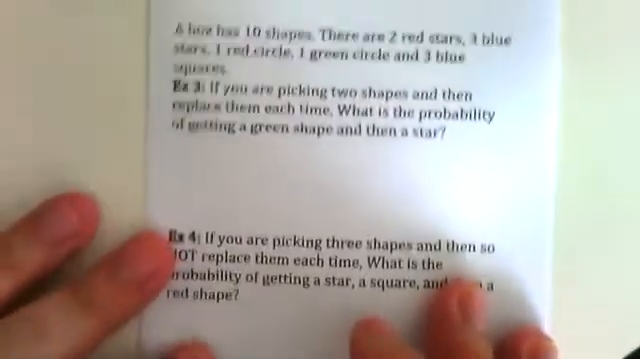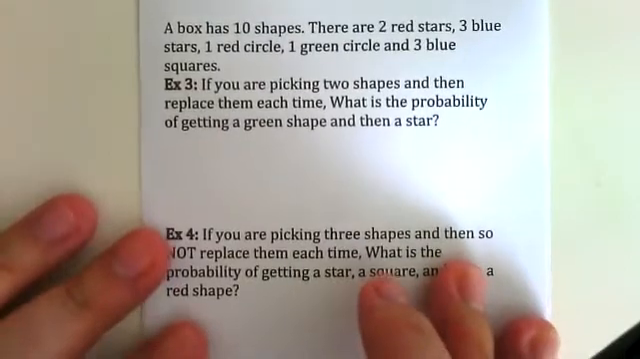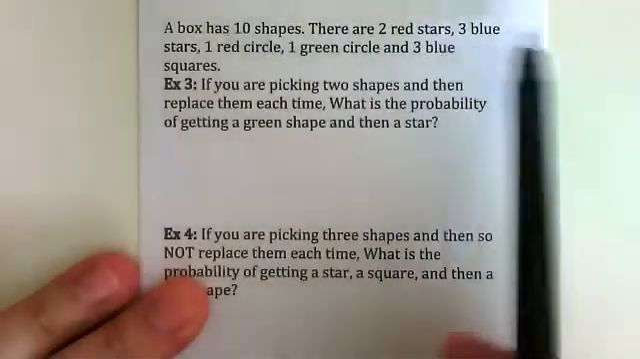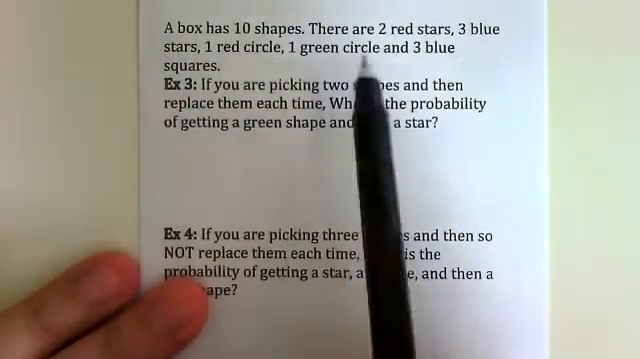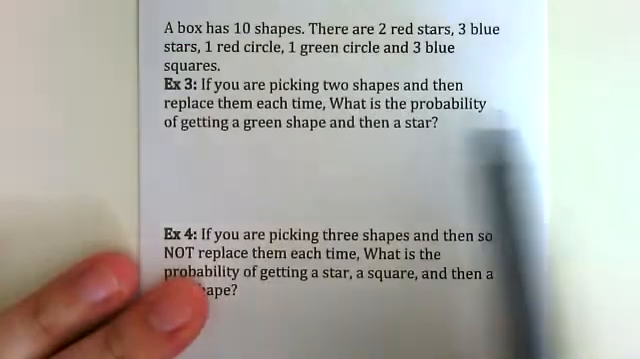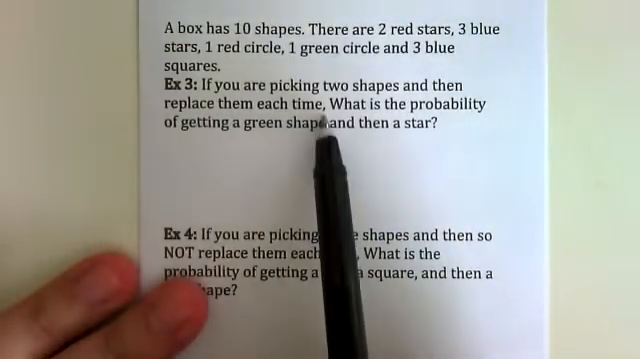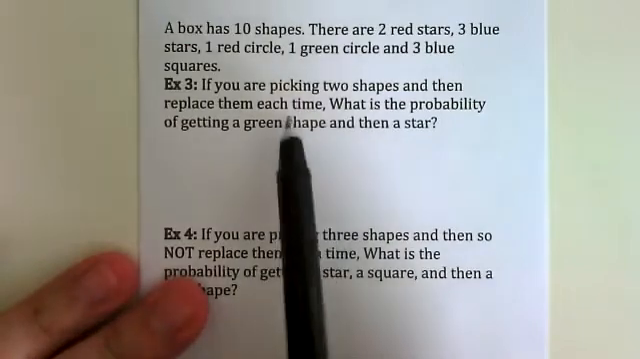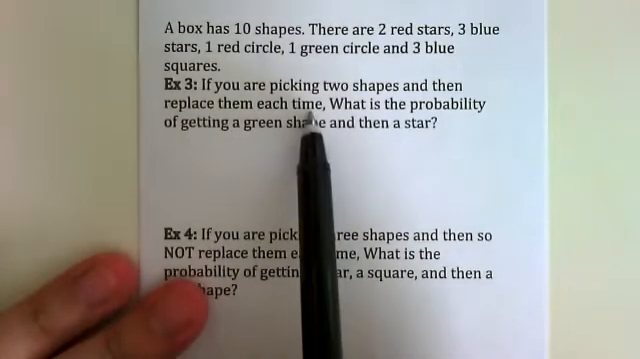Okay, for the next one, this is the same situation as we did yesterday, but we're going to be asking some different questions here. So I've got 10 shapes: 2 red stars, 3 blue stars, 1 red circle, 1 green circle, 3 blue squares. So if you're picking 2 shapes and then I replace them each time, so for this one, I'm replacing them so my total isn't changing. So this is an independent event because I'm putting them back.